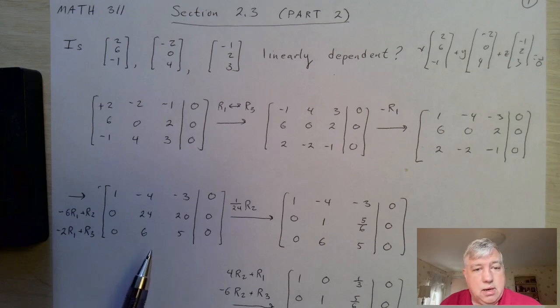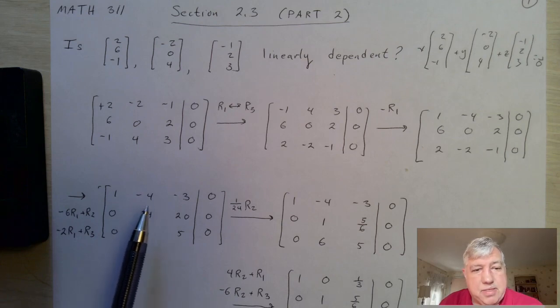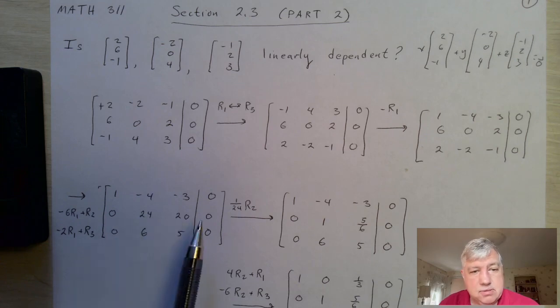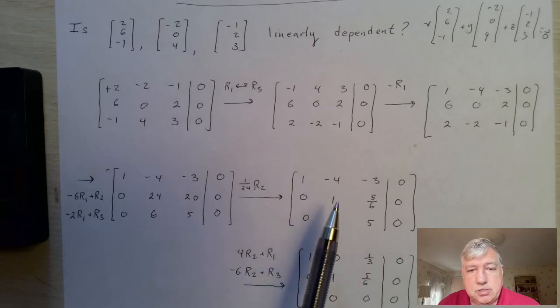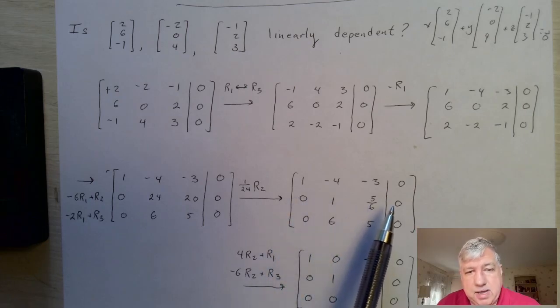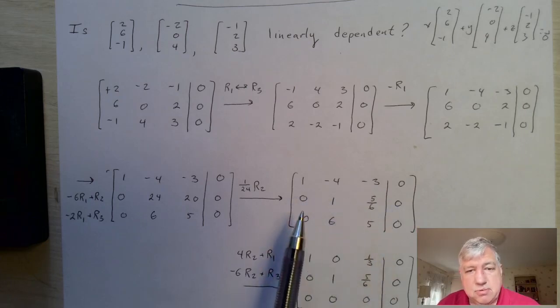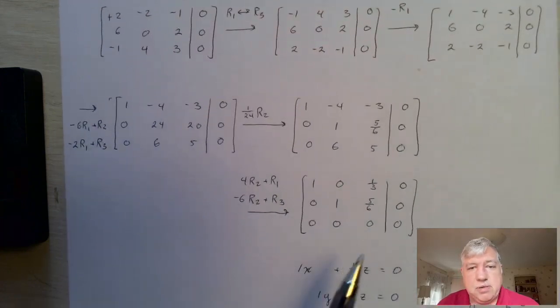At this point we can sort of see that the second and third rows are multiples of each other, but regardless, we want to make this entry a 1, so we divide the second row by 24, and we get this. Then we want to make this entry and this entry 0, which we do by multiplying the second row by 4 and adding it to the first row, and multiplying the second row by -6 and adding it to the third row, which is what we do right here.